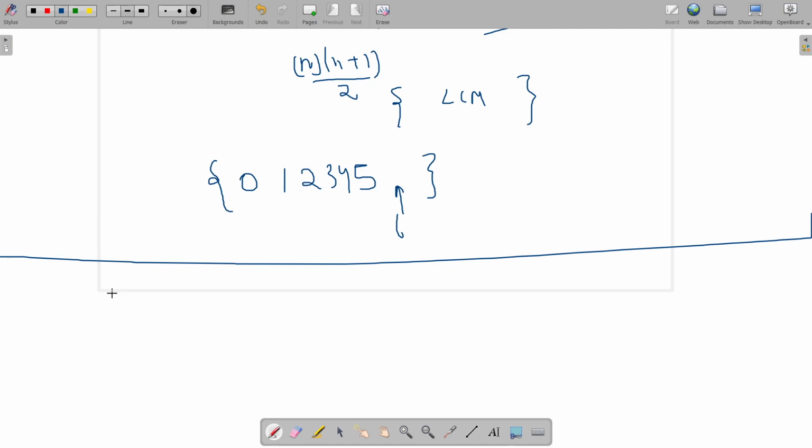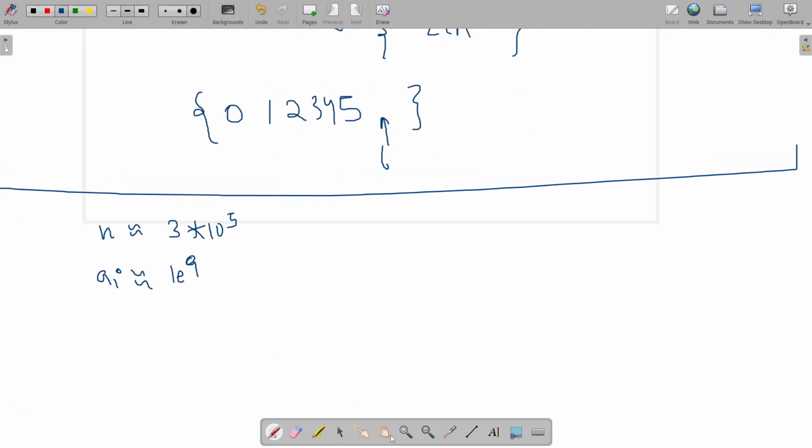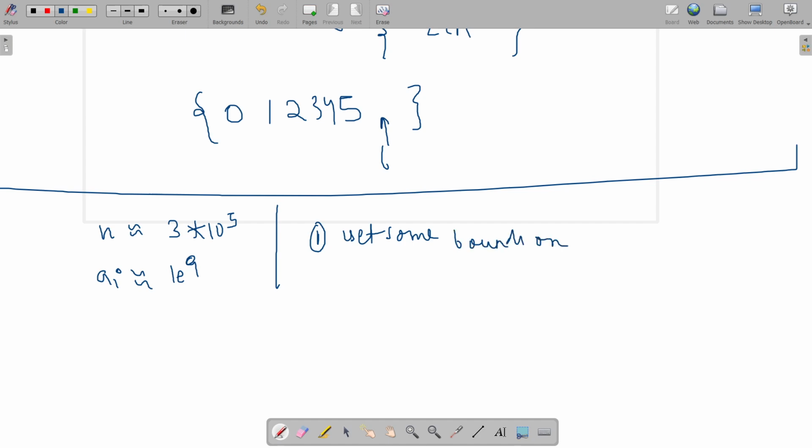The constraints were that the sum of n over the array sizes can go up to 3 into 10 to the power 5, and A_i was around 1e9. So the way I thought about it is, number one, to set some upper bounds on the answer.